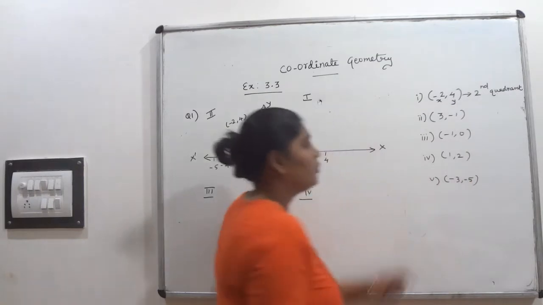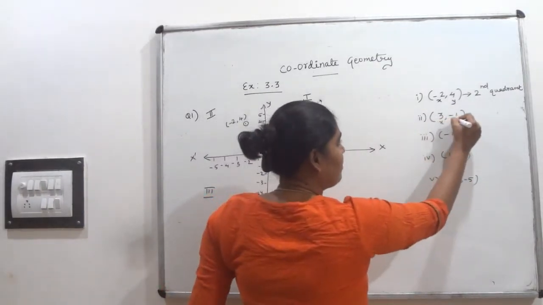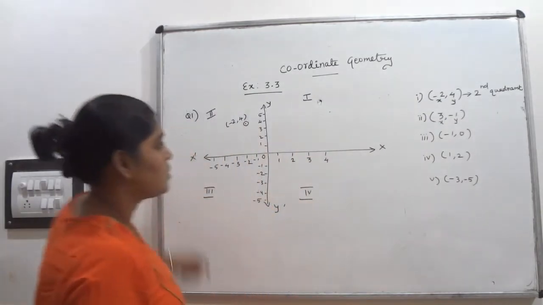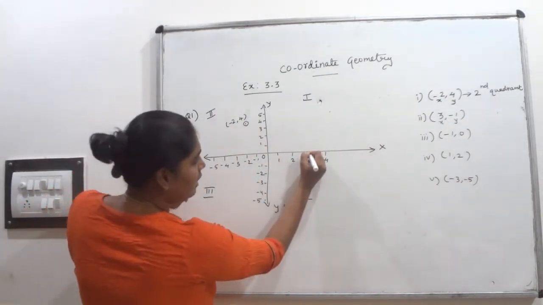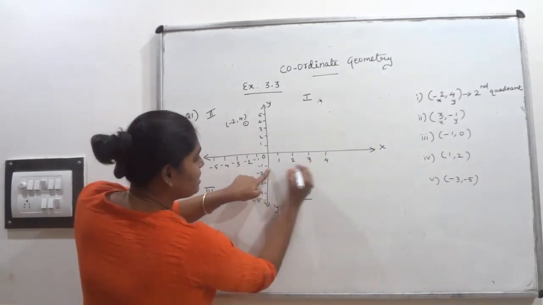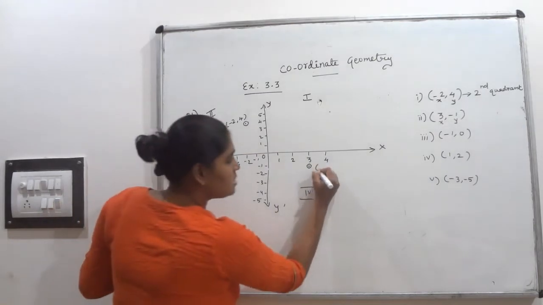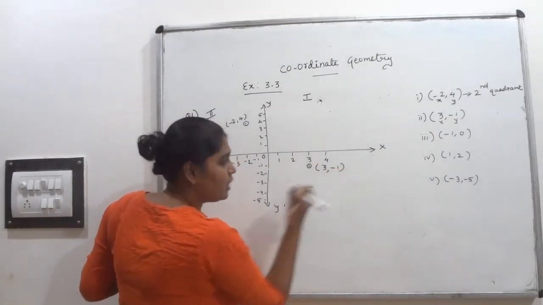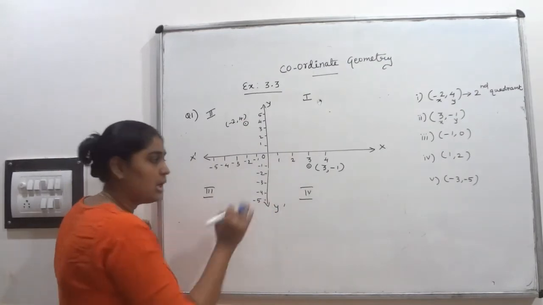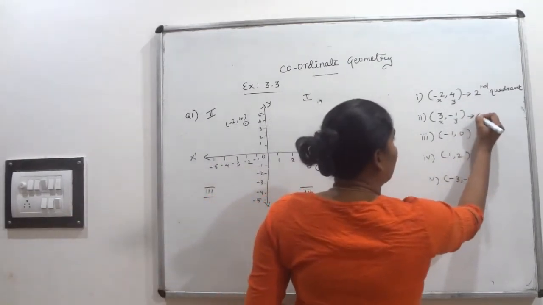Okay, (3, -1). The x value is 3 and the y value is minus 1, so I have to locate that point. 3 on the x-axis is here, minus 1 on the y-axis, so together it will come here. You have to write the coordinate values also, 3, minus 1. This particular point lies on the fourth quadrant, so write it here: fourth quadrant.